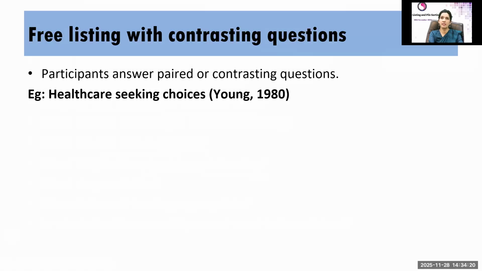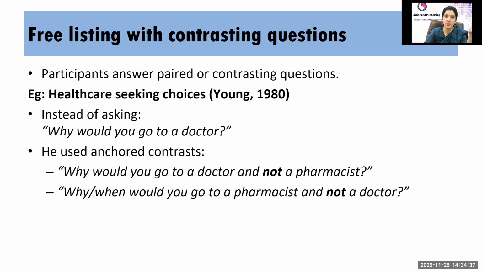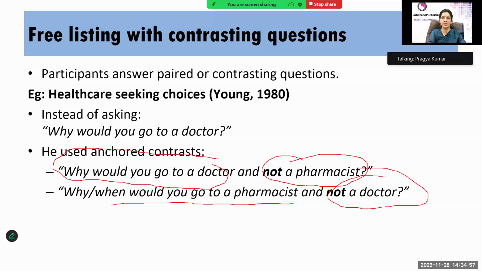Now, second is free listing with contrasting questions. Young did a study in 1980 regarding healthcare seeking choices. Instead of asking, why do you go to a doctor? He asked, why do you go to a doctor and not a pharmacist? If you see the question, he framed it like this. Instead of just asking why would you go to a doctor, the second part was, not a pharmacist. Or, when would you go to a pharmacist and not a doctor? So this is free listing with a contrasting question.